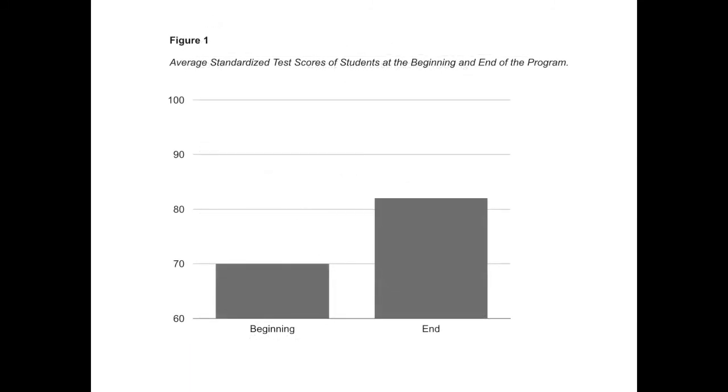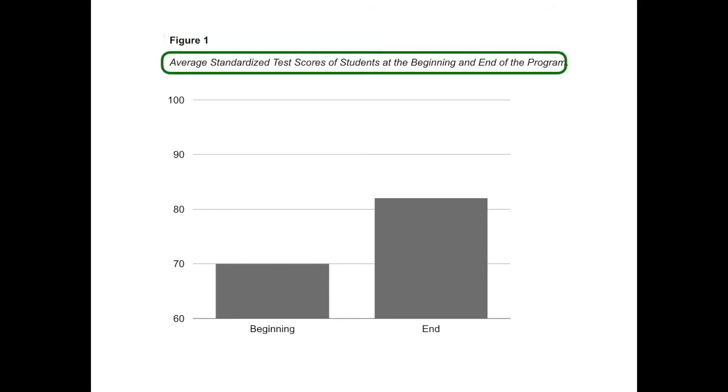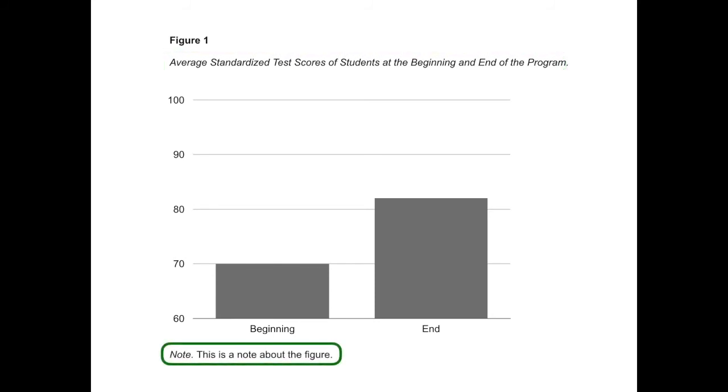Figures have virtually identical formatting. You need to identify your figure, in this case, figure 1. And then you need to put in your title. The title again will be in title case and italicized. As before, you might want to put a note below the figure. The major difference between figures and tables is that figures do not have any borders.